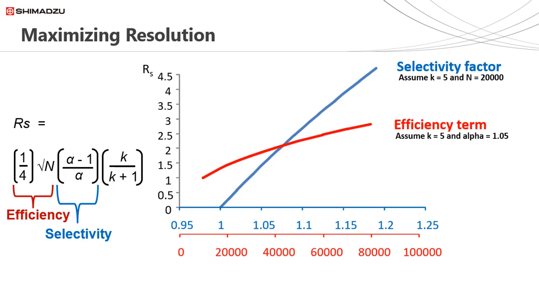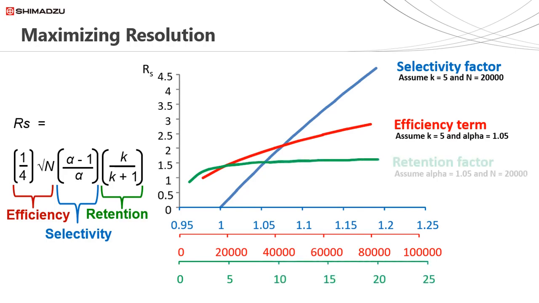As we have just seen, increasing efficiency involves minimising the effect of band broadening in our columns. Retention only has an influence on resolution at lower values. Ideally, the retention factor should be greater than 2 and less than 10. Beyond 10, it has no further influence on resolution.